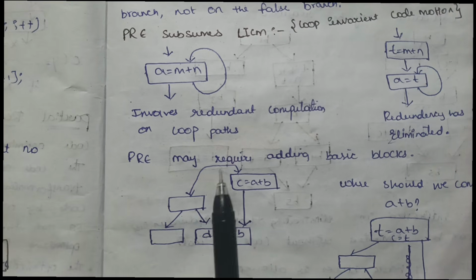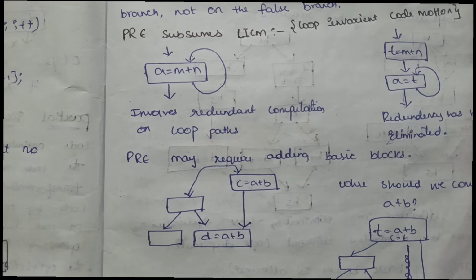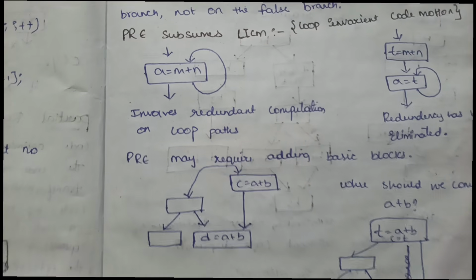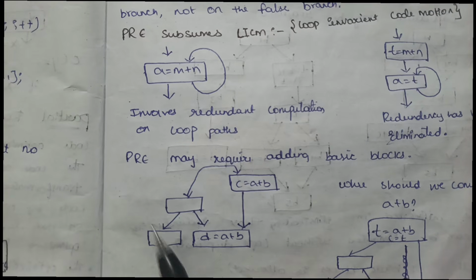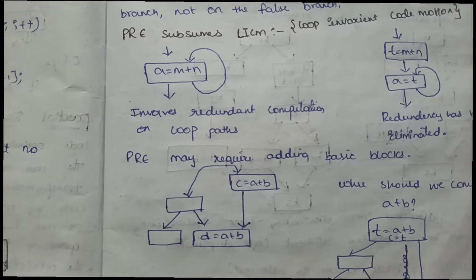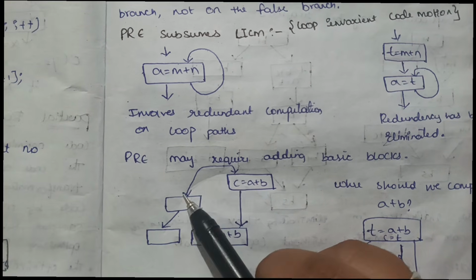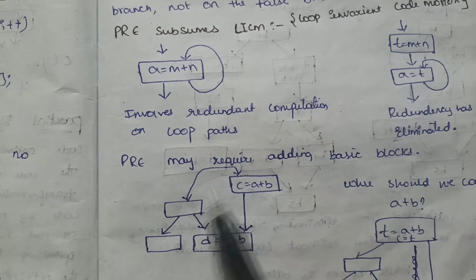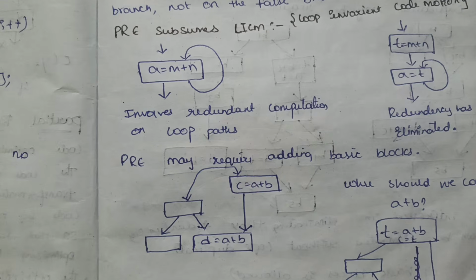So PRE may require adding basic blocks. PRE stands for partial redundancy elimination. Why is it used? Normally, whatever we create may need new basic blocks. Here, normally I have blocks, and I can go in 3 ways. I can move in this direction, or in this direction, and also in this one. So totally I have 3 directions to move here.